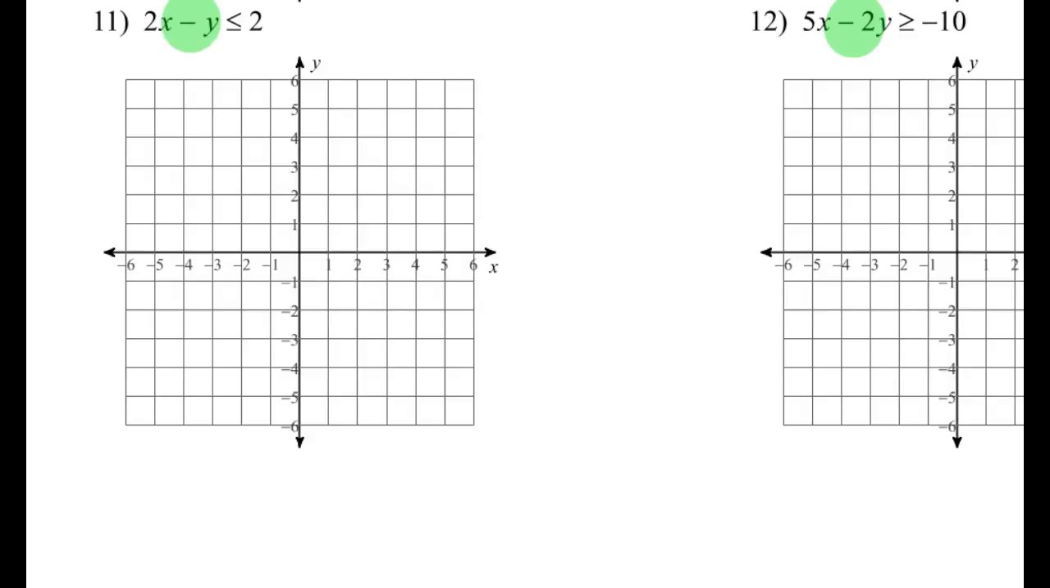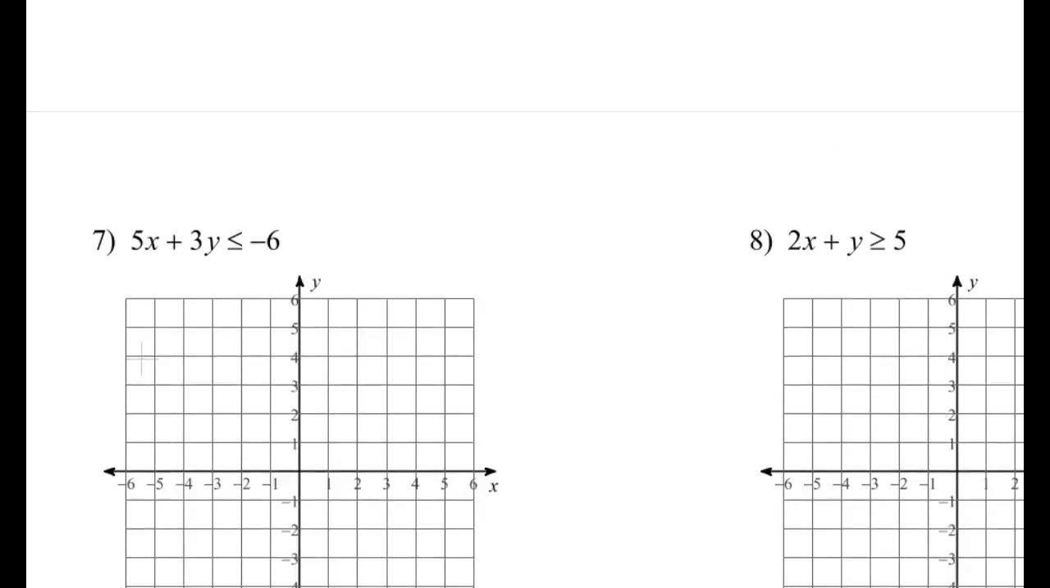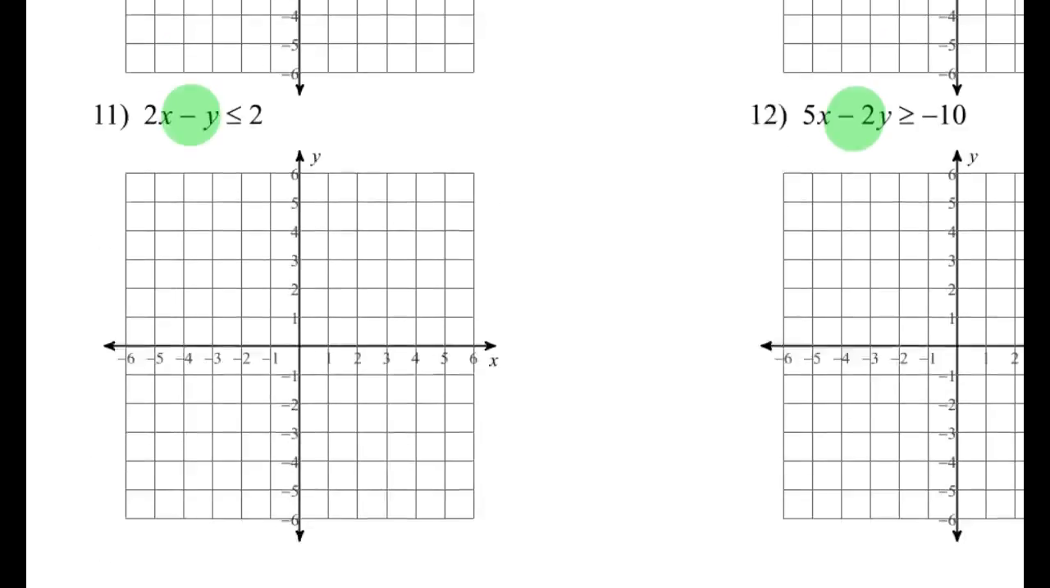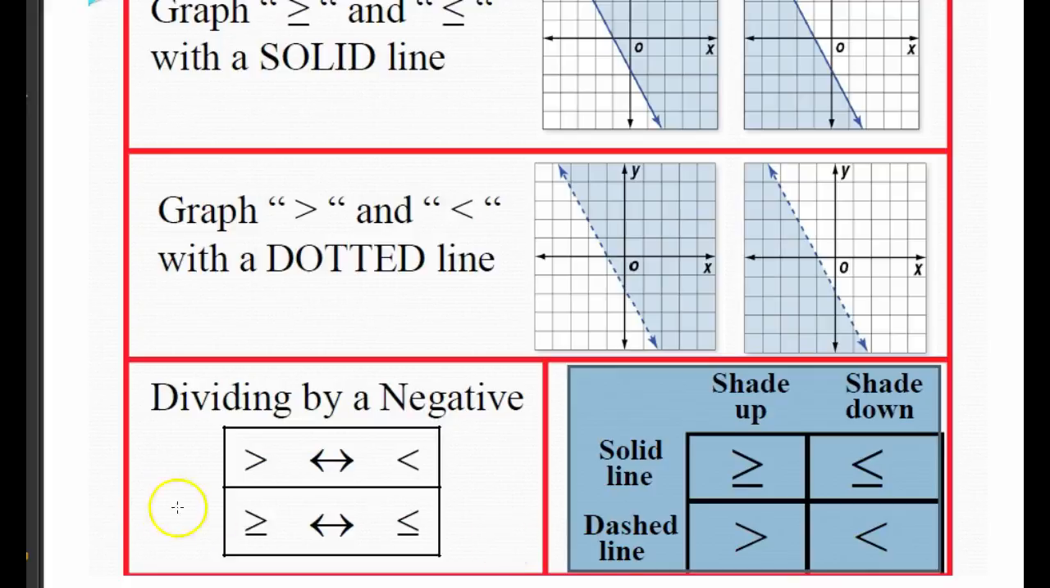You can also figure out if it's a dashed line or a solid line. That's a little bit more straightforward. So keep that in mind for all of these. You can tell ahead of time if it's going to flip or not just by seeing if you have a negative. So use this chart. Anytime you divide by a negative, you're going to switch the sign. And then, of course, this for all the shading up and shading down. Okay, so go ahead and work on that. We still have about 15 minutes, so we should be able to get most, if not all of them done.